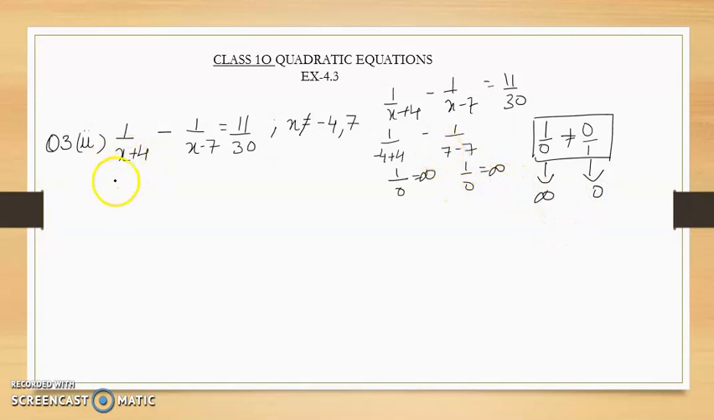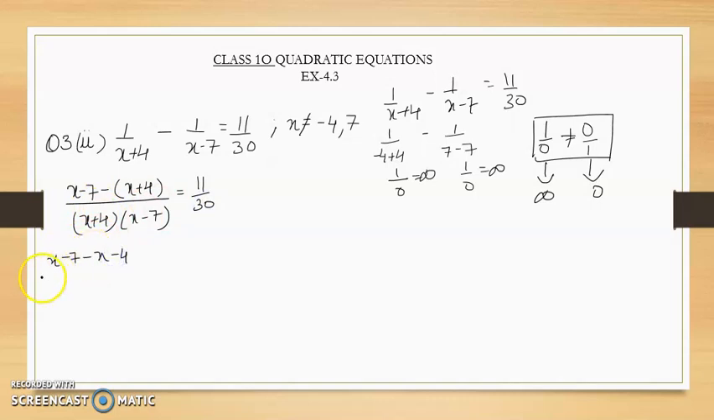Okay, now how to solve this question. Now we will take LCM. So LCM will be x plus 4 into x minus 7. So x plus 4 is already here, so what is left? X minus 7 multiplied by 1, x minus 7. Minus, x minus 7 is already in the denominator, what is left? X plus 4. So x plus 4 into 1 will give me x plus 4, right, is equal to 11 upon 30. Now solve this. X minus 7 minus x minus 4 upon x plus 4 into x minus 7 is equal to 11 upon 30. Follow students?